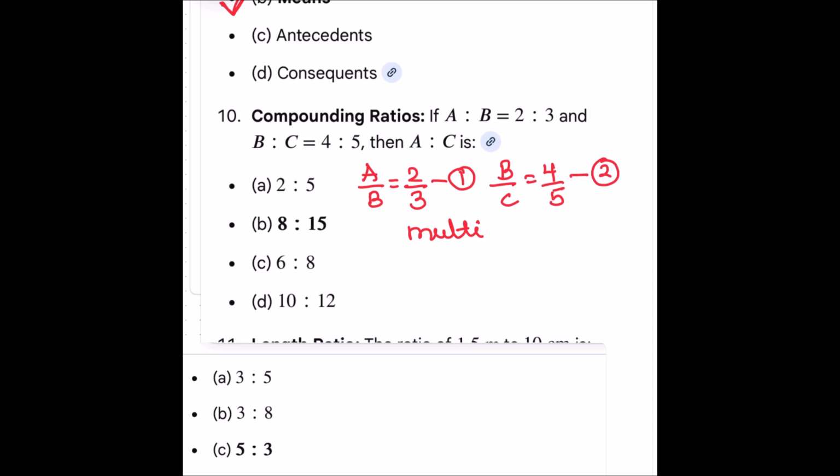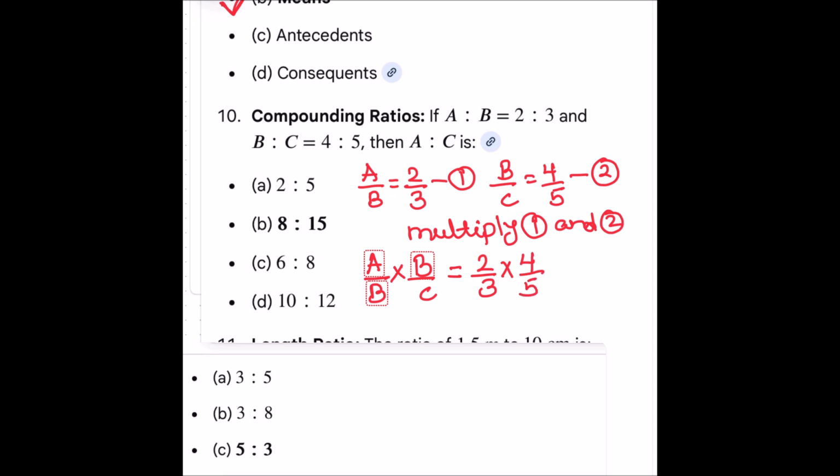Let's multiply the 2 because we have a common variable B which will cancel out when we multiply. So multiply 1 and 2. So on the left hand side we have A upon B times B upon C equals 2/3 times 4/5 on the right hand side. So this B and B cancels. So this is A is to C, or A upon C equals 2 times 4 is 8 and 3 times 5 is 15. So this is 8 is to 15. So B is the correct option for this one.